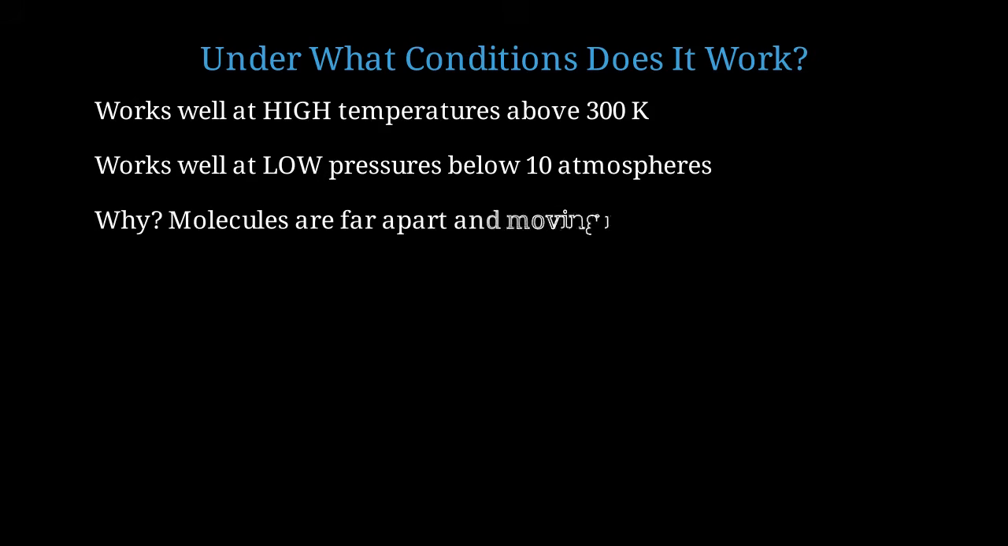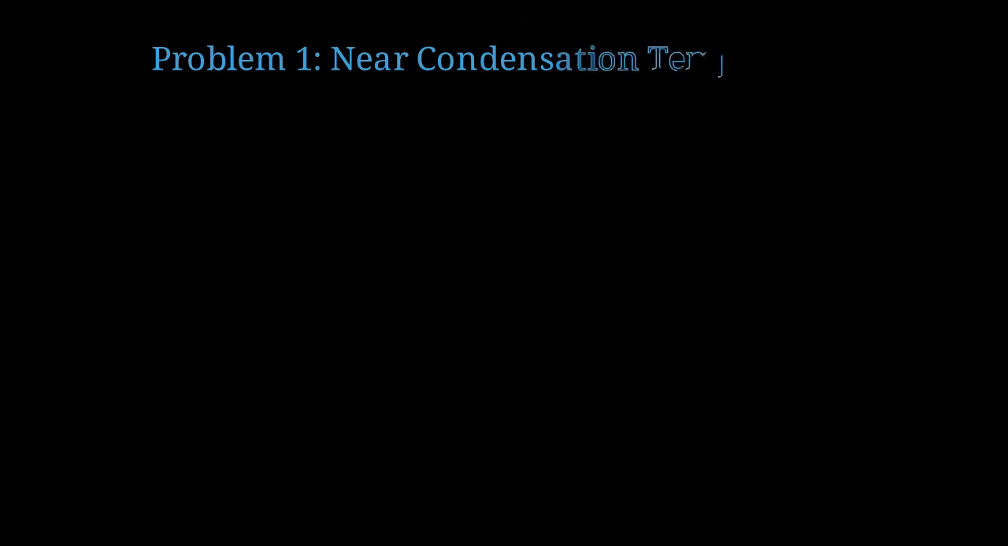Why do these conditions matter? When molecules are far apart and moving fast, the two assumptions become reasonable. The volume of the molecules is tiny compared to the space between them, and intermolecular forces are negligible. But engineers in the 1800s discovered something shocking. When they tried to compress gases to high pressures or cool them to low temperatures, the ideal gas law failed catastrophically. The first major problem appeared near the condensation temperature.